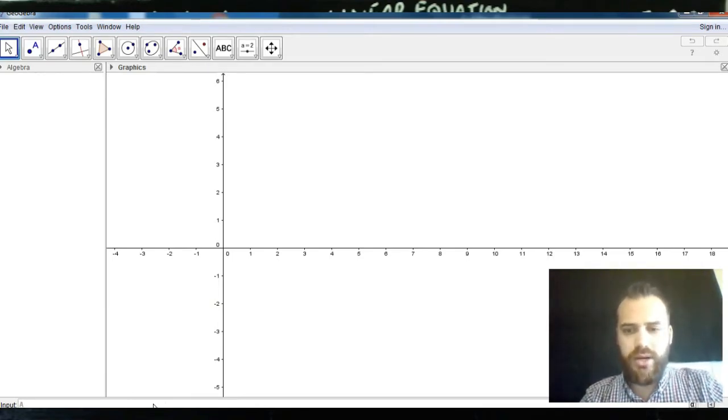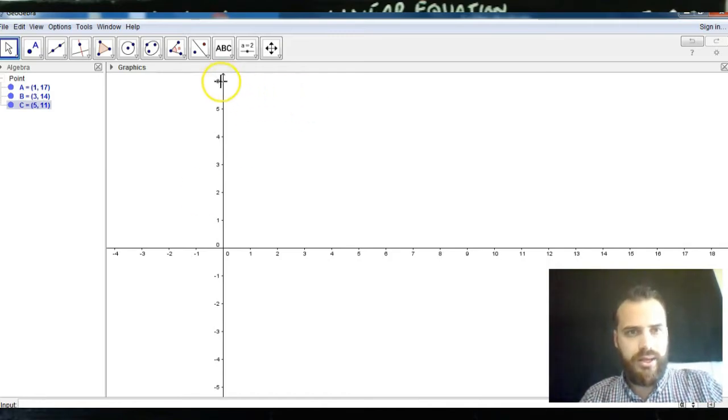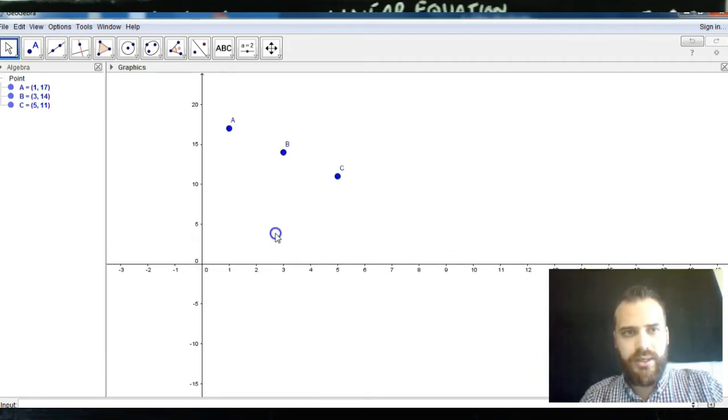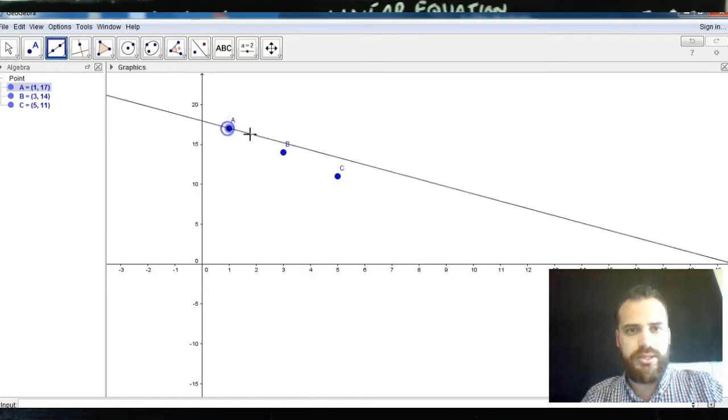So I'm going to put in one of our points, A equals (1, 17). Let's put that one in there. B equals (3, 14). Put that one in there. C equals (5, 11). Now, my graph's not showing it, but it will soon. There we go. Okay, and I'm just going to draw a line through those points.